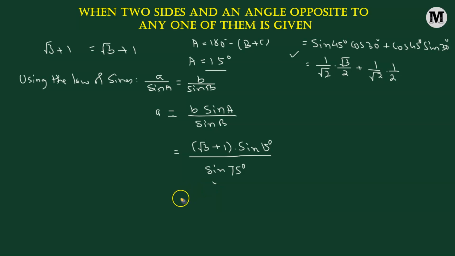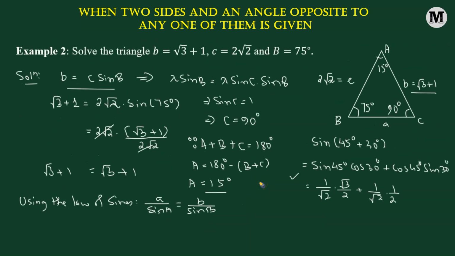So we can substitute this, and this is going to give us the measure of A as square root of 3 minus 1. So that means for the triangle ABC, the measure of A is going to be square root of 3 minus 1. So we have successfully solved the triangle. Now let's go to the next case.